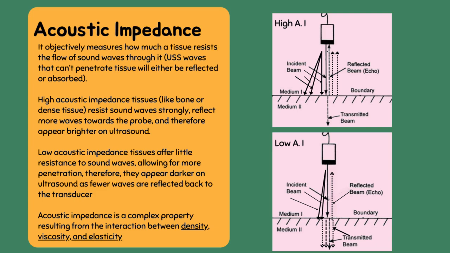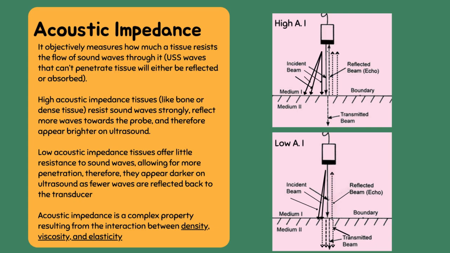High acoustic impedance tissues like bones and ligaments resist sound waves very strongly, therefore reflect more waves towards the probe, and this will make the image appear brighter on the ultrasound.